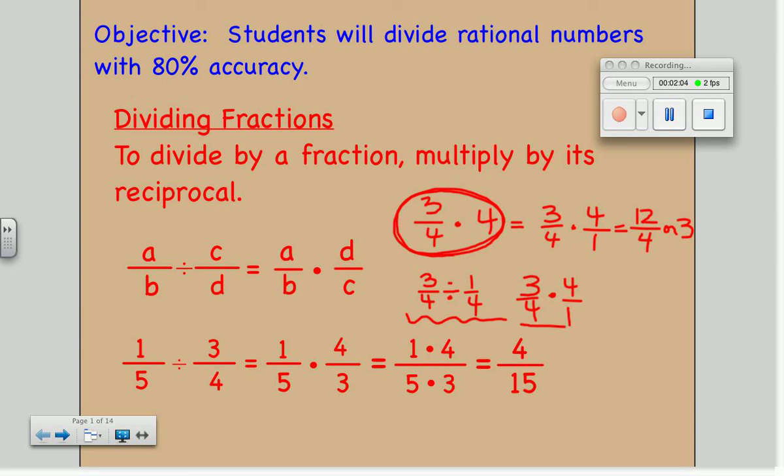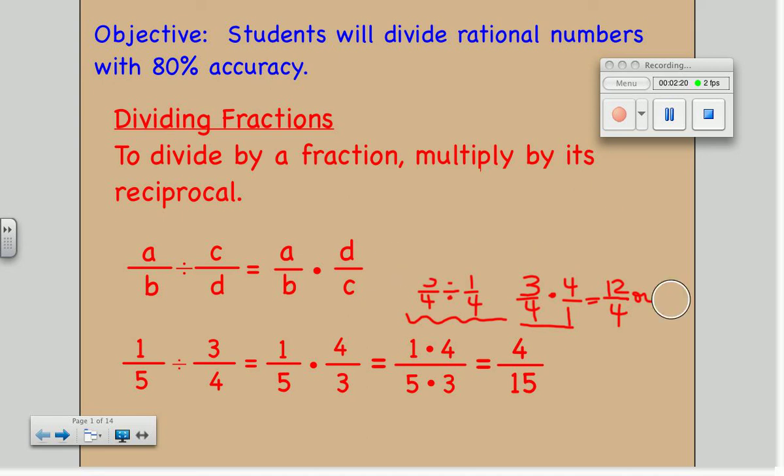Now, doesn't this look the same as this? Yeah, they're exactly the same. And you're going to get the same answer. 12/4, 3. Same thing. So now let me just use whole numbers to show you because you're used to working with whole numbers.